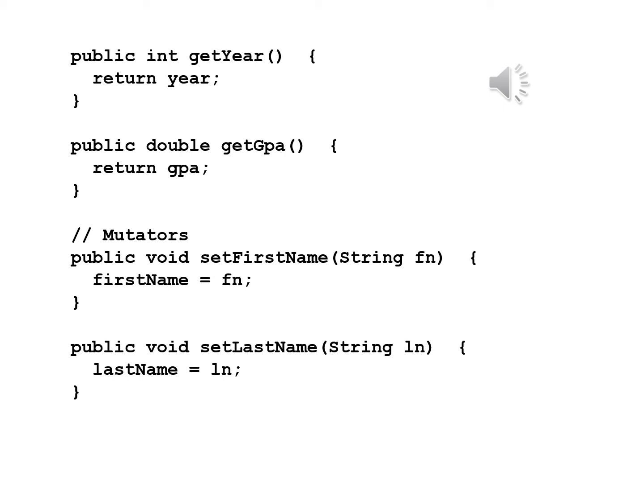Just as we needed accessors to get access to the data, in order to change them, we're going to need mutators. The first 2 are seen here. Public void setFirstName(String fn). Inside that, firstName equals fn. And public void setLastName(String ln). And inside that, lastName equals ln.